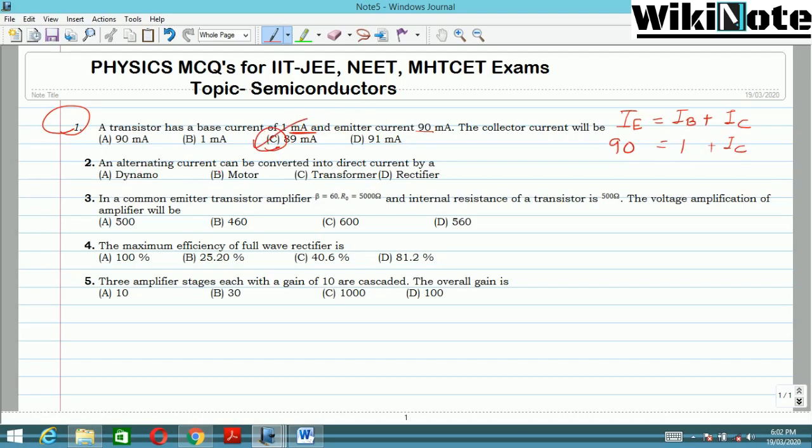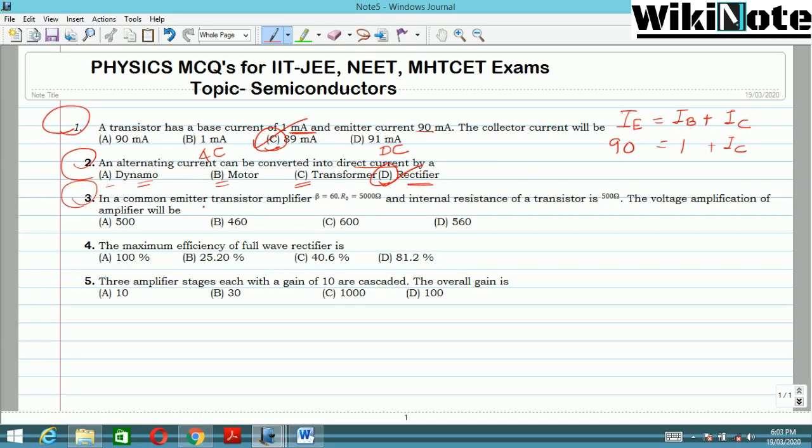An alternating current can be converted into direct current. So AC can be converted into DC, and this is the property of a rectifier. Dynamo will convert the motion, that is mechanical motion, into electrical energy by electromagnetically induced EMF. Transformer just steps down or steps up the voltage. So the correct option is only the answer D.